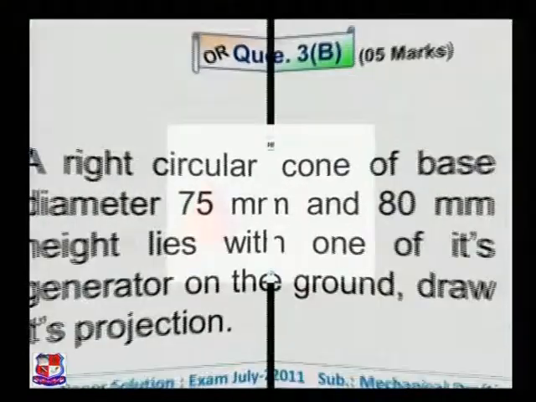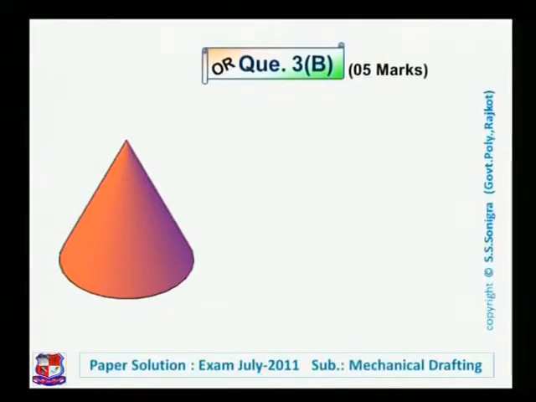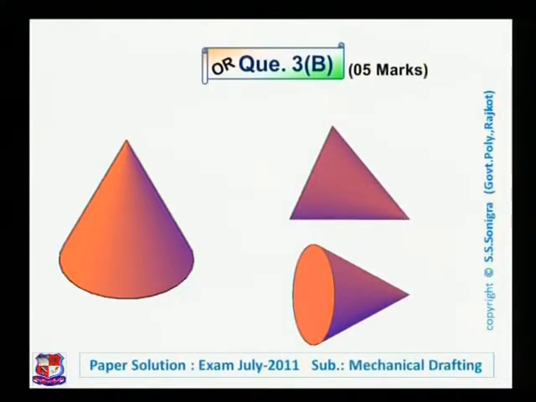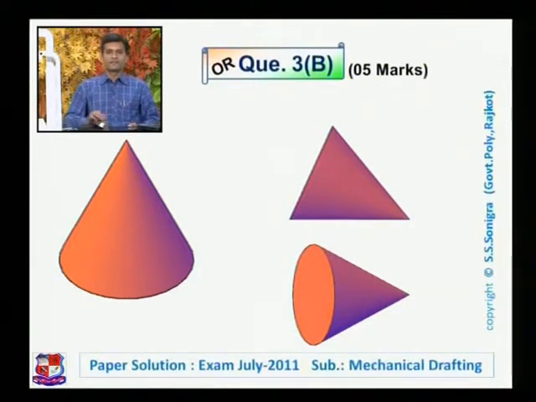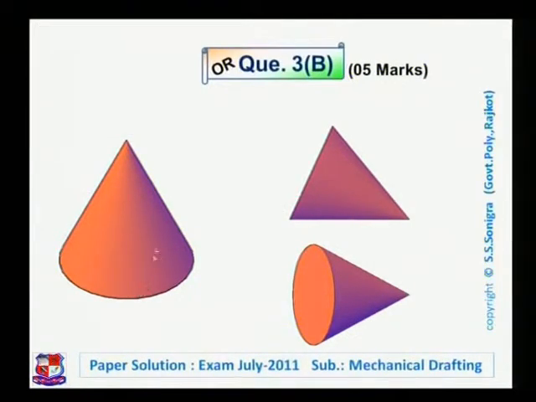So its view would appear like this. This is a cone. It is inclined like this. It is resting on its slant edge on the horizontal plane. So it would appear like this. In front view, it appears a triangle. In top view, it appears as a circle. If the front view is inclined, it would appear like this, and in top view would appear like this. So this base would appear as an ellipse in top view. So that we have to draw.